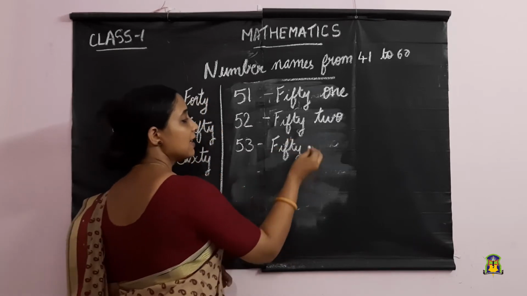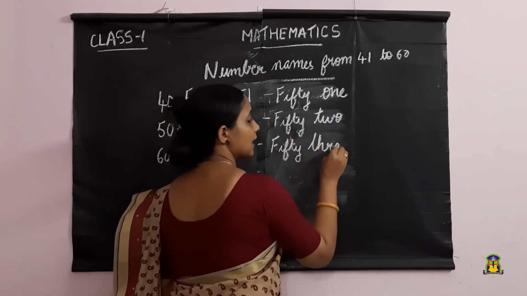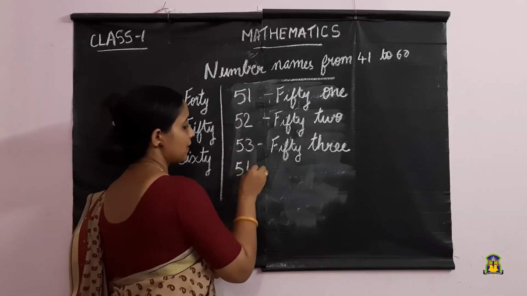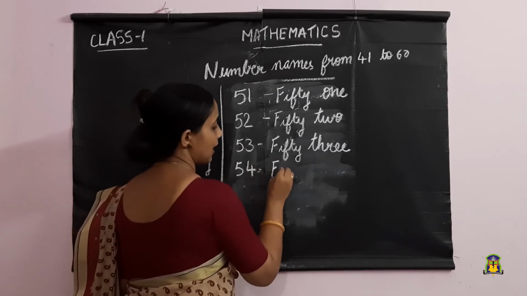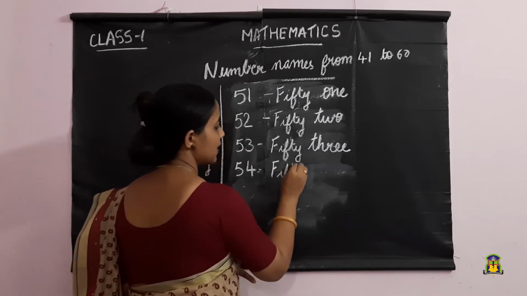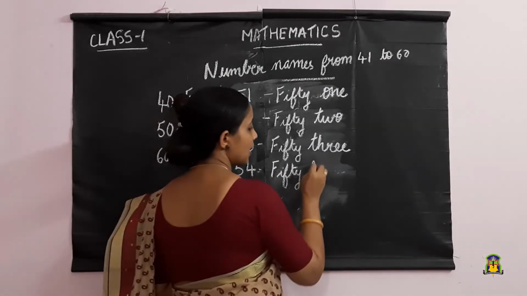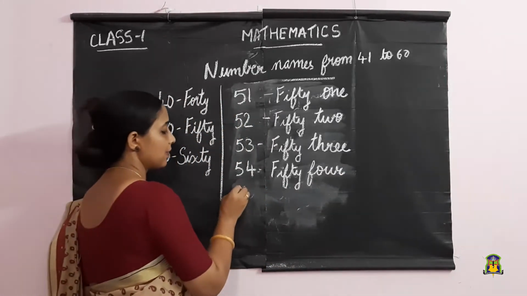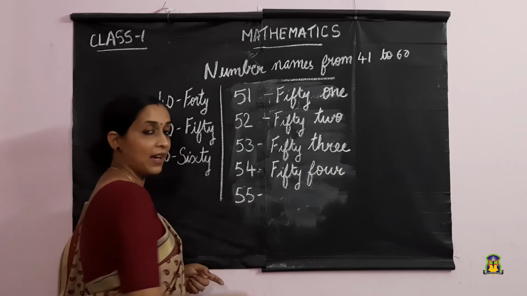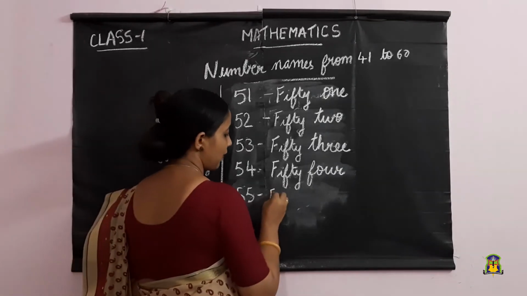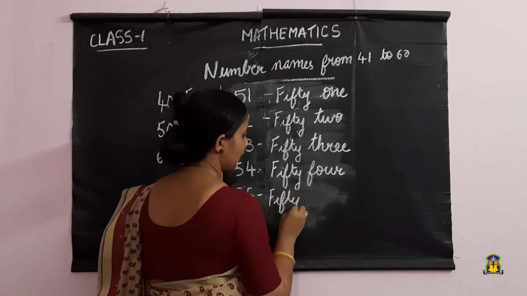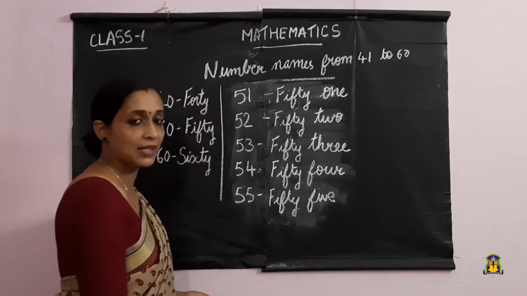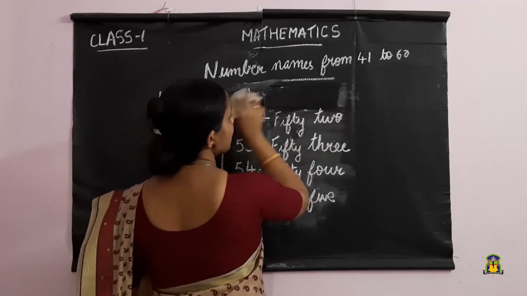F-I-F-T-Y, 50. 3, T-H-R-E-E, 53. After 53, 54. F-I-F-T-Y, 54. How will you write 4? F-O-U-R, 54. And how will you write 55? 50 and 5 makes 55. F-I-F-T-Y, 55. F-I-V-E, 5. 55. So children, which number comes after 55?